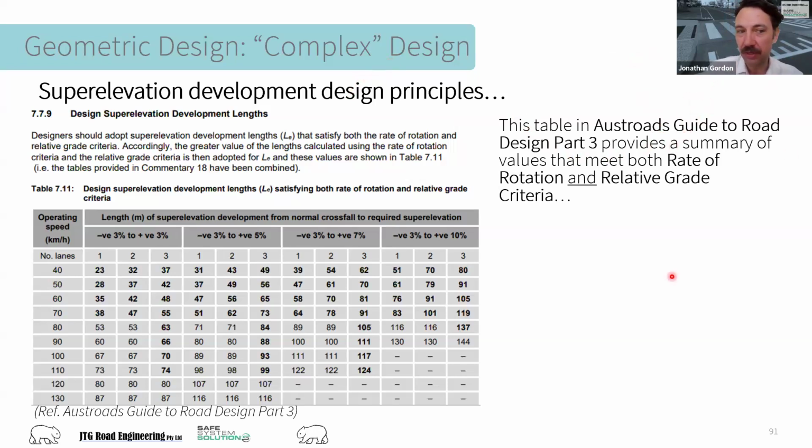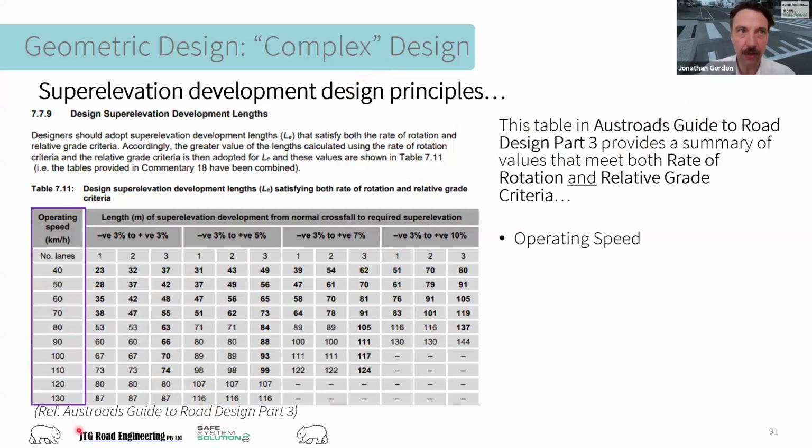So what I'm going to do now is not just leave you with this table. It's a bit of a tricky table to get your head around. Any road designers here know how to use this already, but for your planning of your projects, it's handy to actually get your head around this too, so that you can understand if you were to be changing crossfall, what these lengths may be. So on the left-hand side, we've got operating speed. We've then got number of lanes.